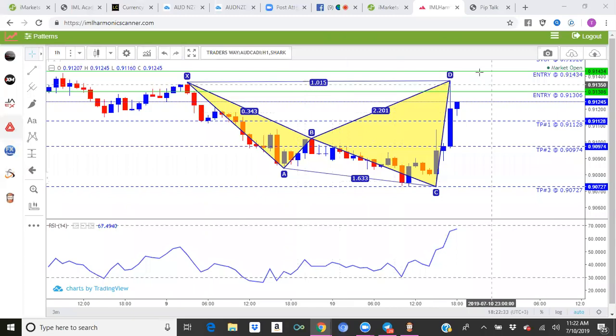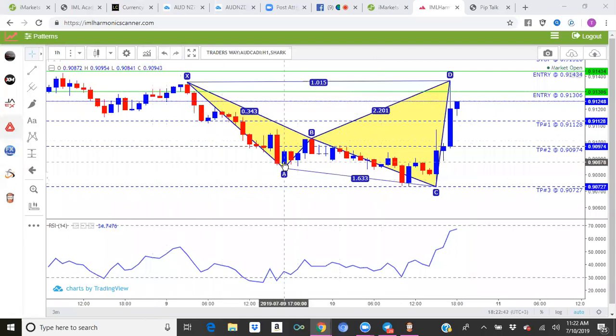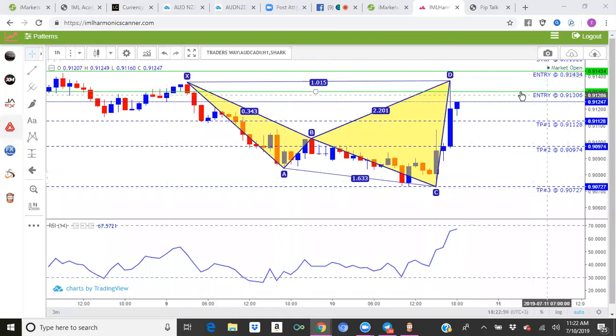Okay, so a shark pattern will have two entries, but the one thing I want you all to get used to is when you're pulling up the harmonic scanner, the first thing you need to do is identify: are you looking for a potential sell opportunity or a potential buy opportunity? So this is what you need to take in your notes. When the take profit is below the entry, you're looking for a potential sell setup.